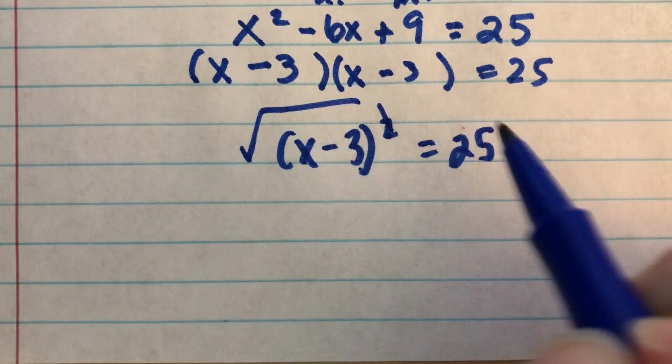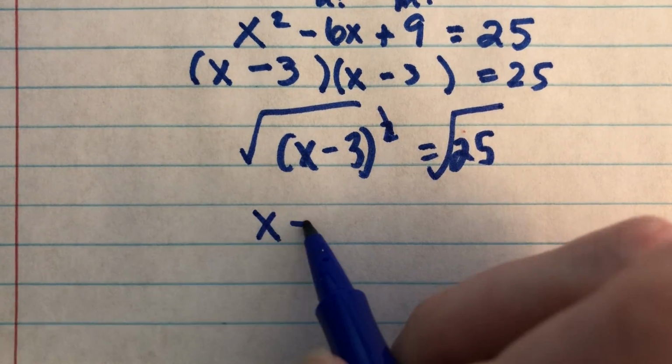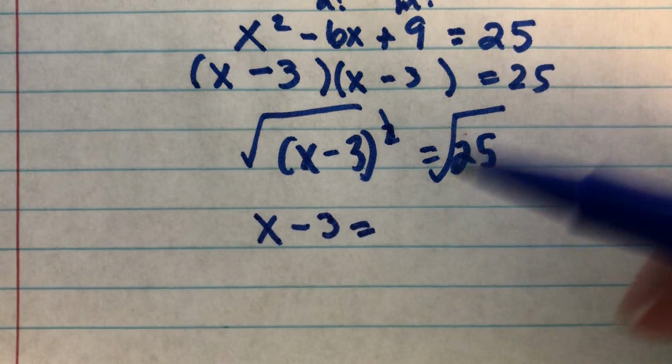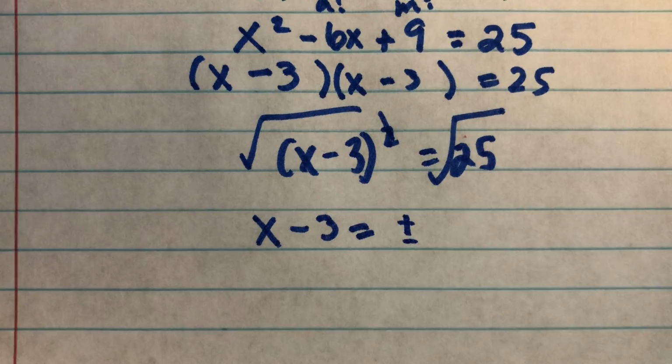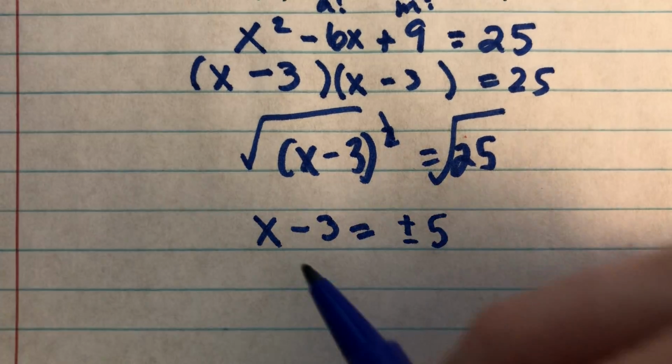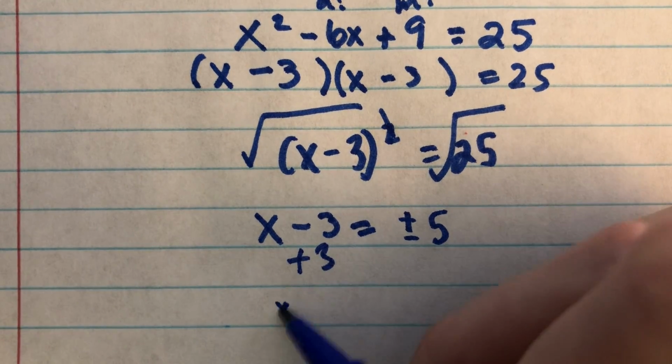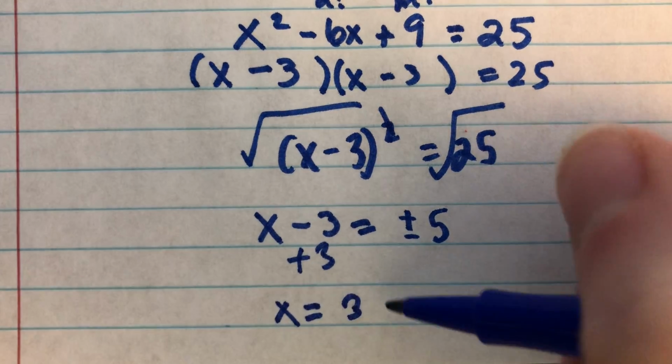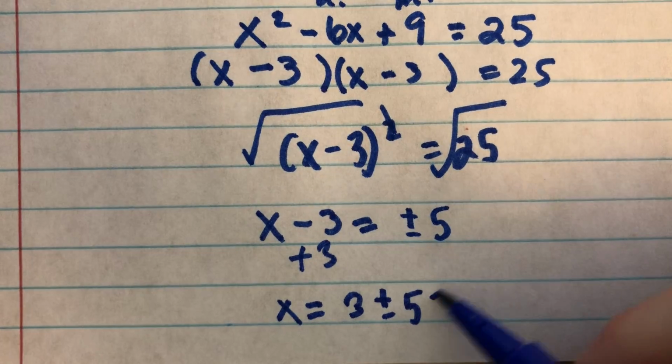Take the square root of both sides. This is x minus 3 equals, I took the square root, so I have to add the plus or minus. The square root of 25 is 5, so it's plus or minus 5. I'm going to add 3 to the other side. This is x is equal to 3 plus or minus 5.